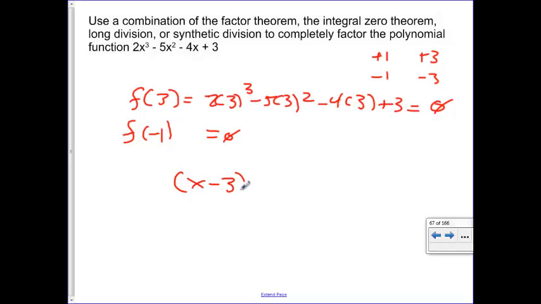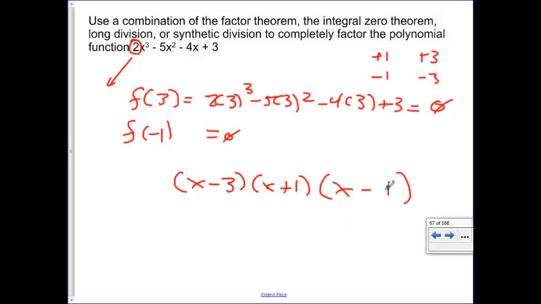Here's what that means then. We believe that one of our factors is x minus 3, another factor is x plus 1. Here's our problem. I've got to try to find that remaining factor, but this number right here is going to throw things off. There's a 2 sitting out front. Does that make sense? There's a 2 sitting out there. And so like, let's say this thing here was x minus 1.